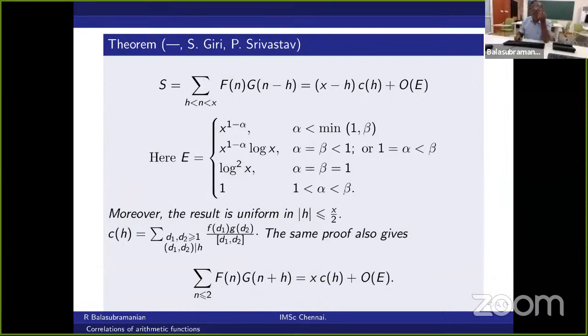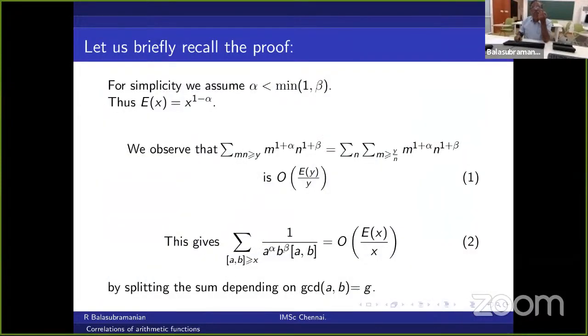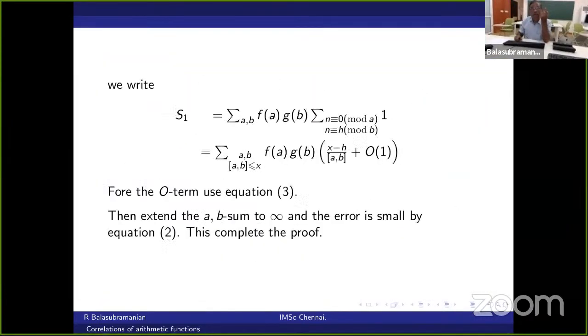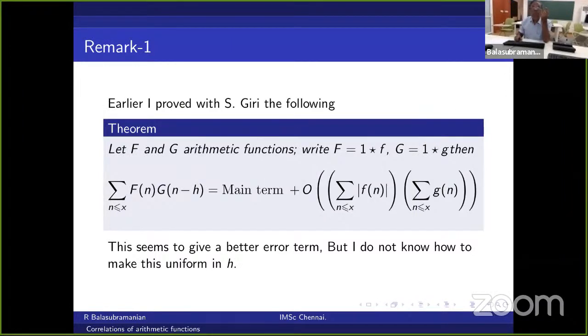And this uniformity is something which I want to stress because of the following reason. Let me go back to that and then come back to the proof. See, earlier with Sumit Giri, I proved the following result. If f and g are arithmetic functions and capital F equals 1 star little f and capital G is equal to 1 star little g, then the sum of F of n G of n minus h is the expected main term. And now the error term is actually not the L infinity norm of little f and little g, but the L1 norm of little f and little g.